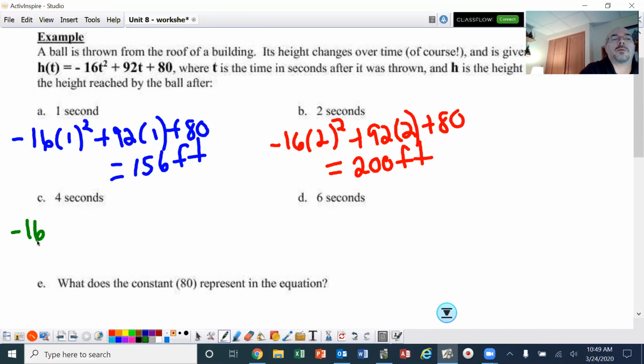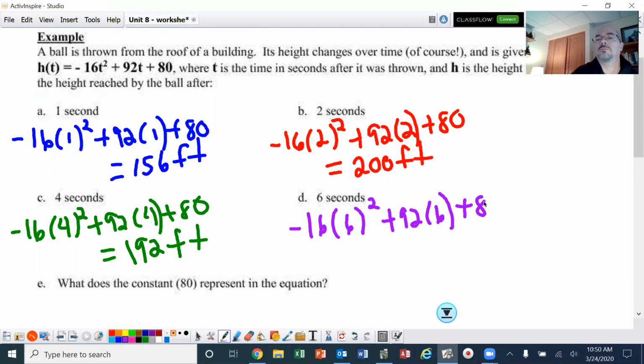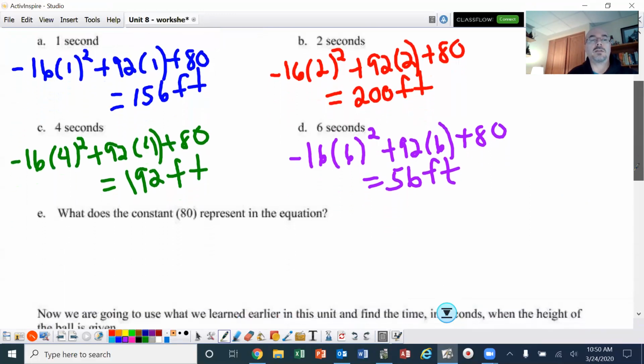So we're going to take the 4 and we're going to plug it in. Type that into your calculator if you want to. Now would be a good time to pause. And we would end up with 192 feet. All right, 6 seconds. Let's plug it in. This would be a good time to pause it if you want to type that in on the calculator on your own. And we end up with 56 feet. We notice it's getting closer to the ground. Obviously, it's going up and then it's coming down. All right, let's look at the next one.